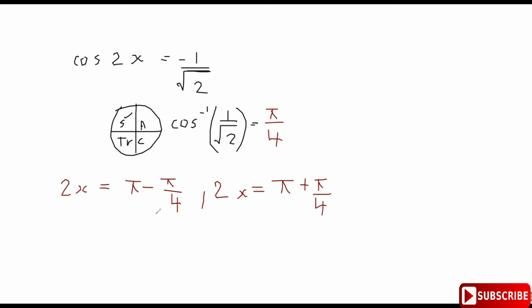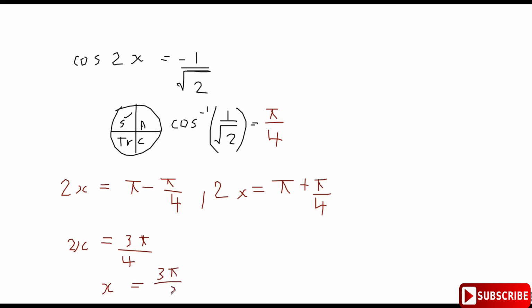What we're getting is, to simplify this, if pi minus pi by 4 is 3 pi over 4, and that, remember, is 2x. That is not x, this is 2x. So we have to divide by 2 to get x is 3 pi by 8.